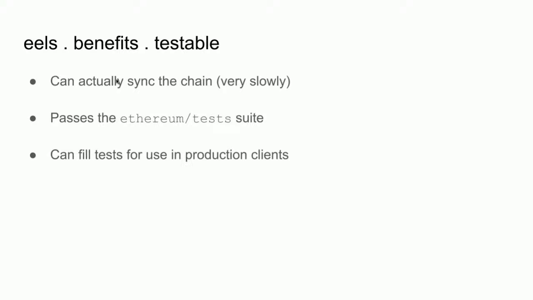So this is something I'm really excited about, and if I'm talking too fast, I have to apologize. But we can sync the chain. So you can take EELS, put it on a very, very powerful computer, and it will eventually sync mainnet. And that's something I think we're pretty proud of. It also passes the Ethereum test suite. So every test that normal execution clients pass, we also pass. And we can do the opposite. You can prototype your EIP in EELS and use EELS to generate tests for other clients.